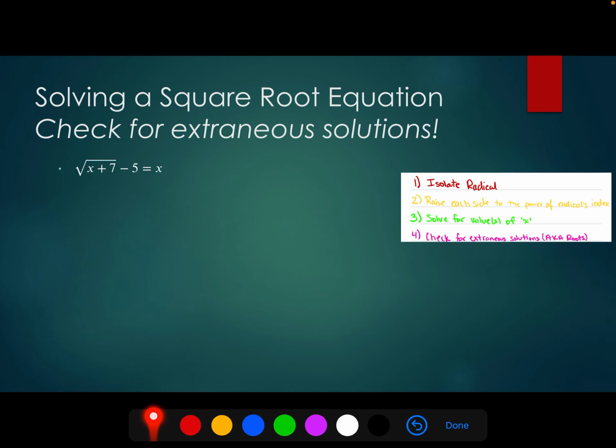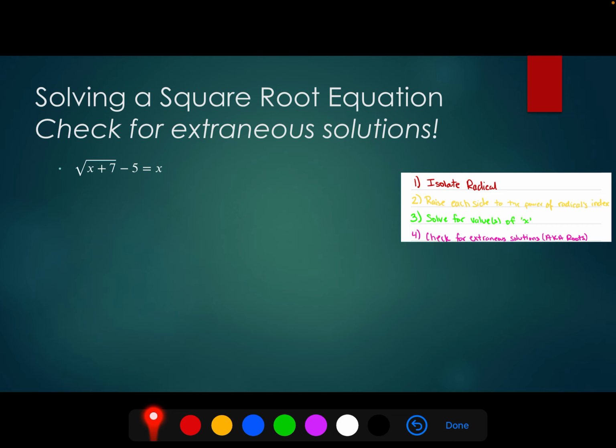All right, now let's take a look at another example of solving a square root equation where we have to check for extraneous solutions. So, as you can see, I put a step-by-step guide here for solving either square root or really just any radical equation you might come across. The first step is always going to be to isolate the radical.